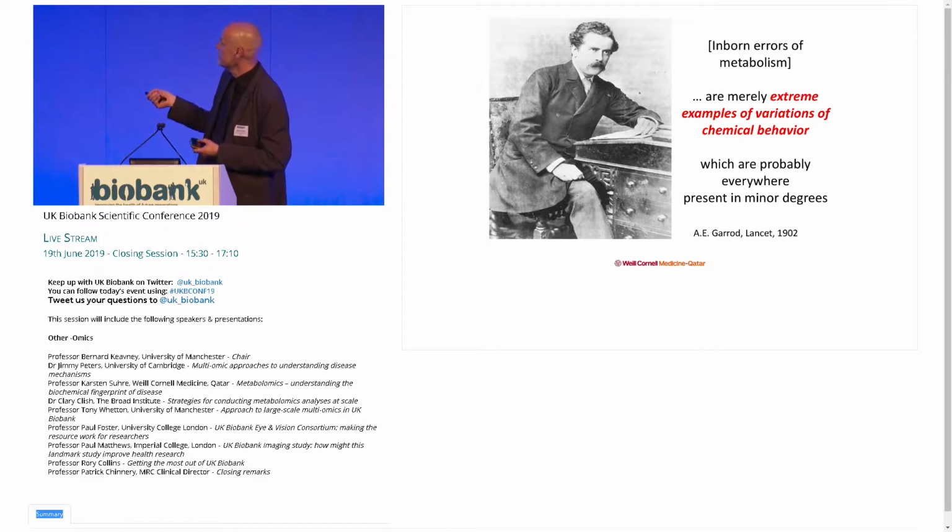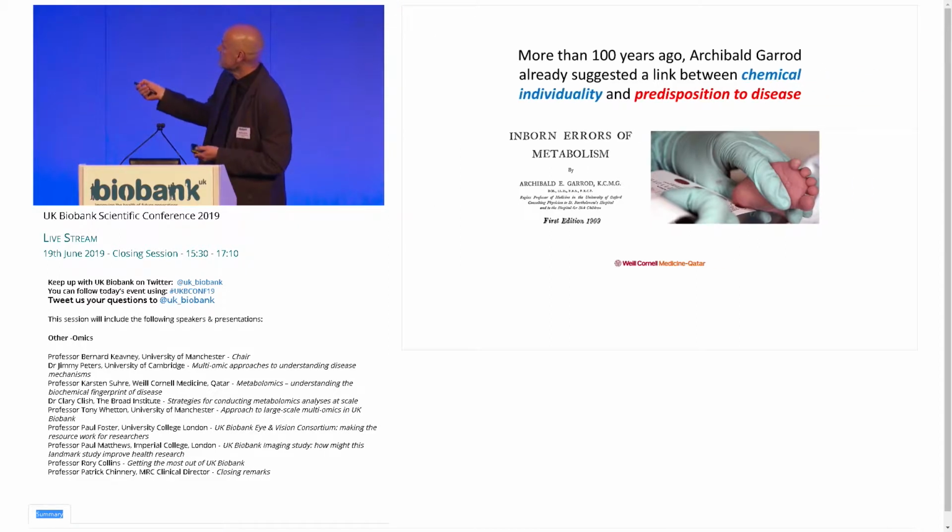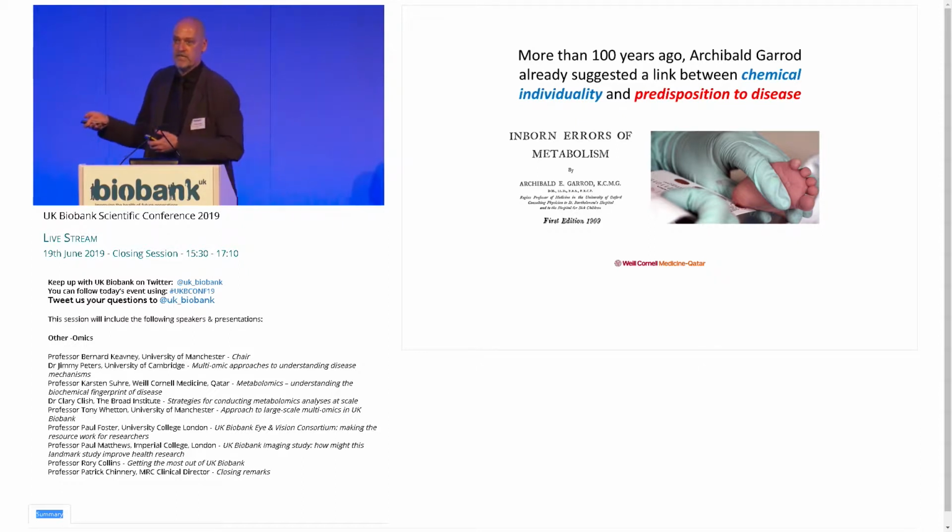But he said in 1902, actually, that these are only mere examples of extreme variation. And he already realized that there's something like complex disorders. So he said chemical individuality, or now we call it more metabolic individuality, is actually predisposition to disease. And that's really what we want to study with metabolomics in studies like the UK Biobank.